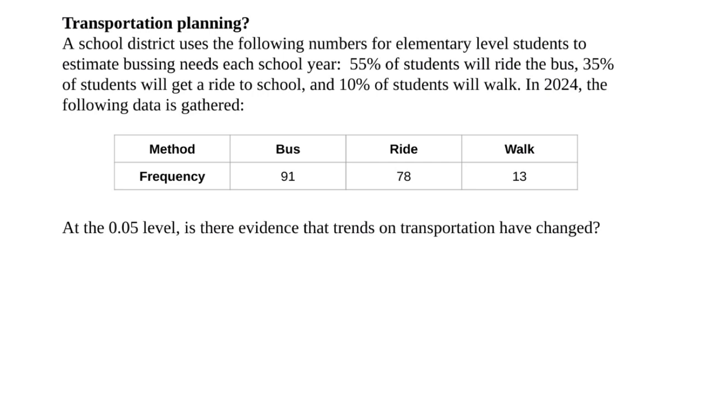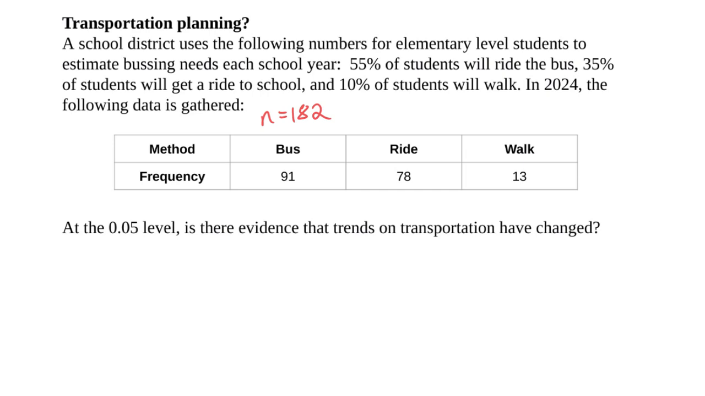Now, the first thing I did is I figured out how many kids were actually part of this elementary school. So I added up the three numbers to figure out how many total there were. And let me write that down. There were 182 students in this group.